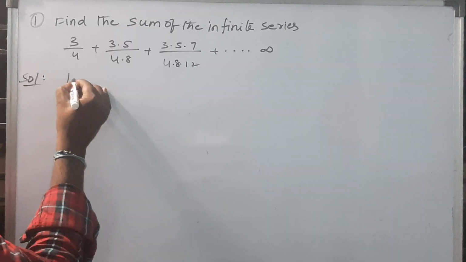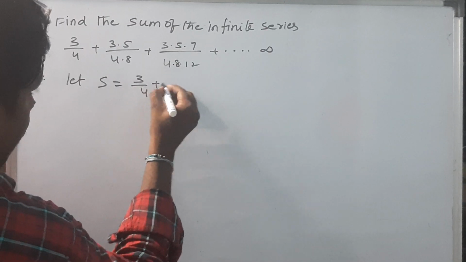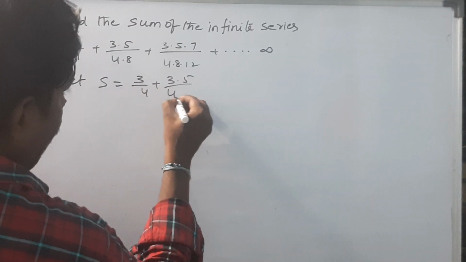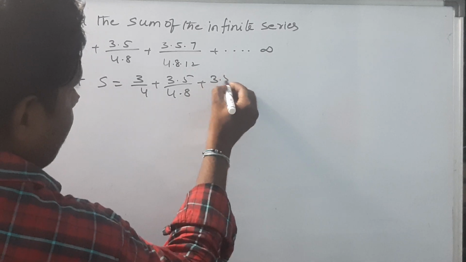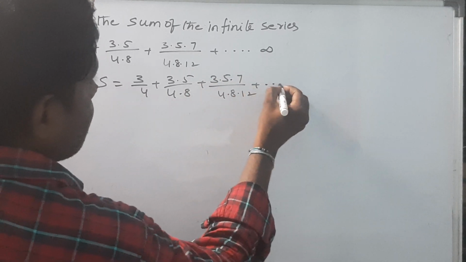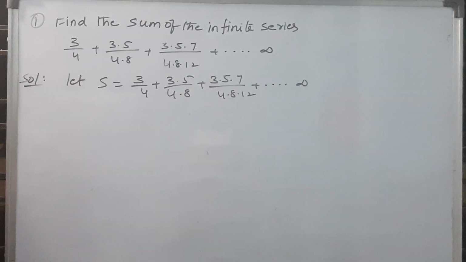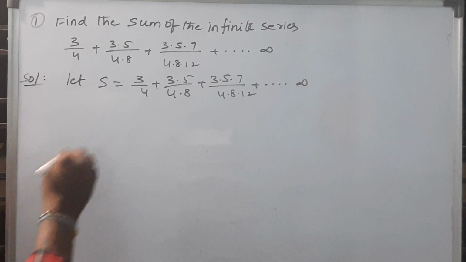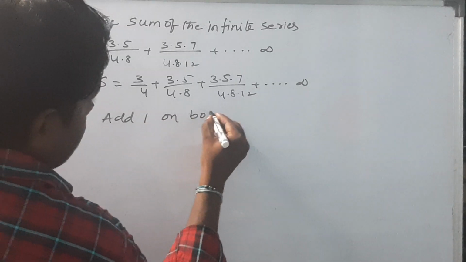So let us take this series, let S is equal to 3 by 4 plus 3 into 5 by 4 into 8 plus 3 into 5 into 7 by 4 into 8 into 12 plus and so on to infinity. Now add 1 on both sides.